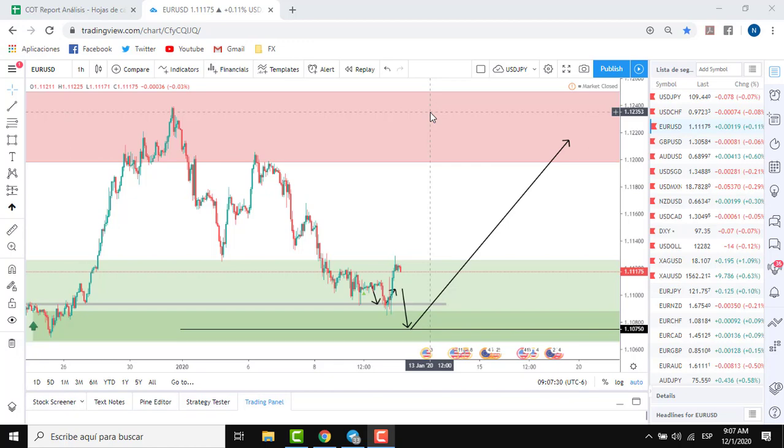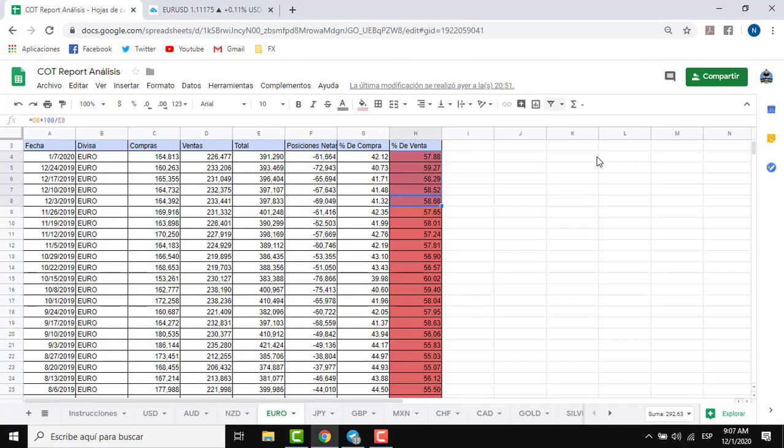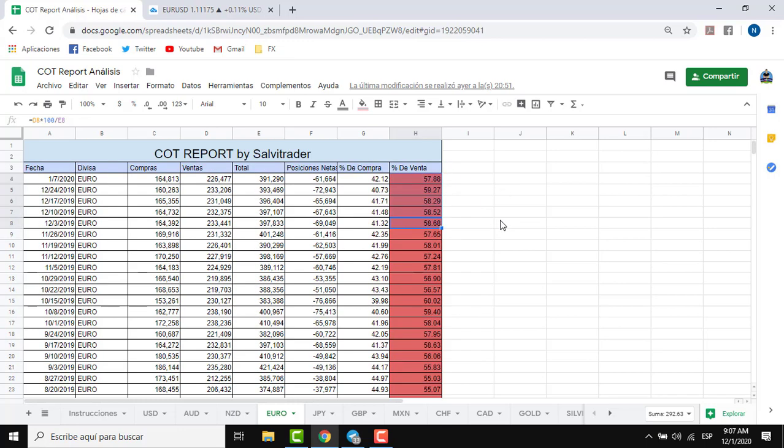All right, the other one is euro dollar. This is another follow-up from last week. Let's check the COT report first. The COT report has been giving us good numbers this week and last week, and almost the last quarter of last year. I think we have another good opportunity here to buy the euro in the lower time frame, of course.